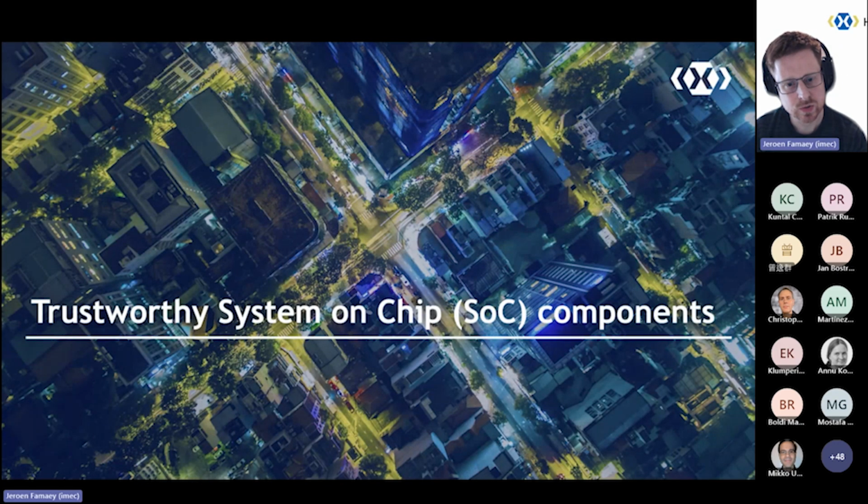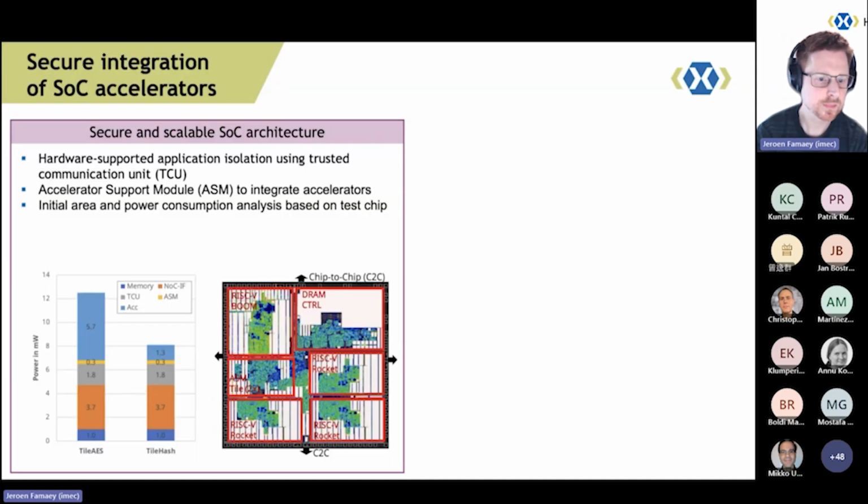And that brings me then to our work on trustworthy system-on-chip components. Within the project, we developed a secure and scalable SoC architecture that allows integrating different SoC components. We developed a trusted communication unit that enables the safe communication between the components on the SoC, and also an accelerator support module, which then allows integrating different types of hardware accelerators, such as, for example, an AI accelerator chip or a digital signal processing accelerator chip.